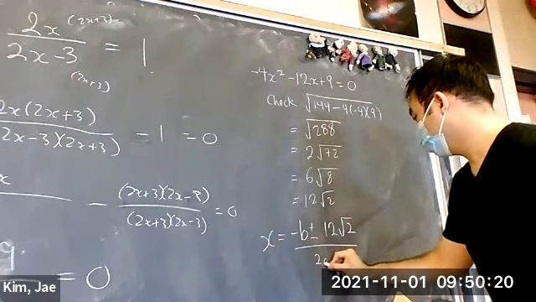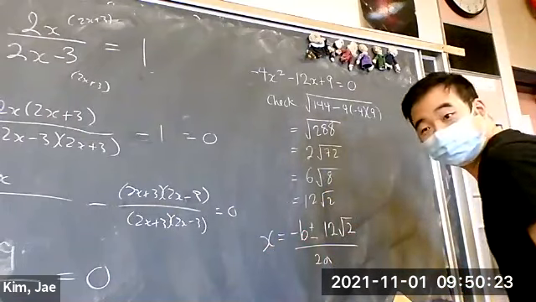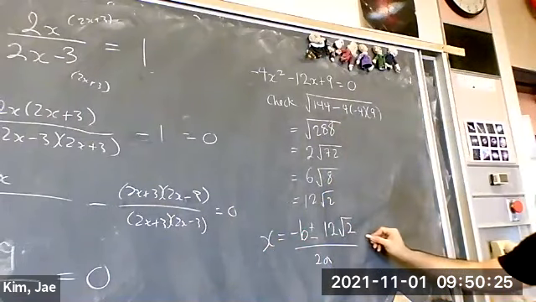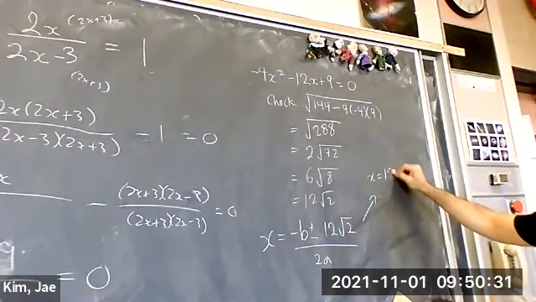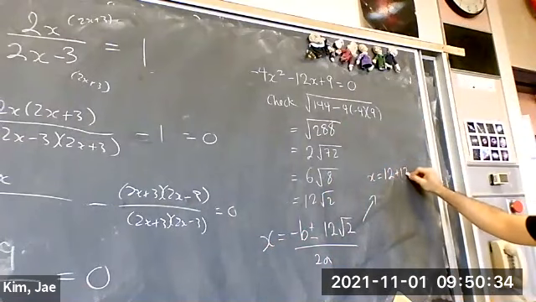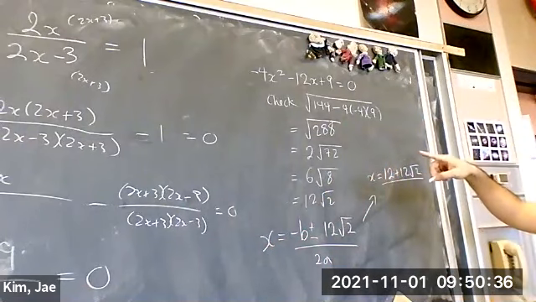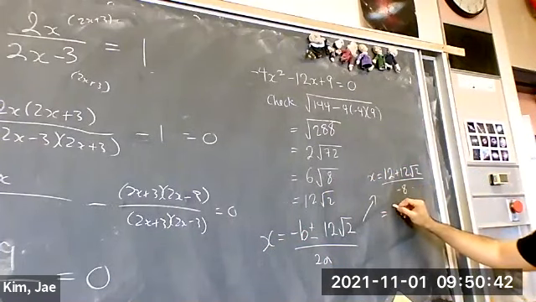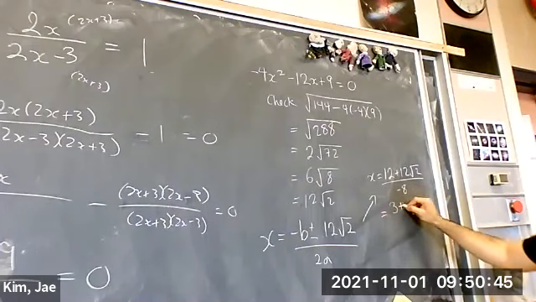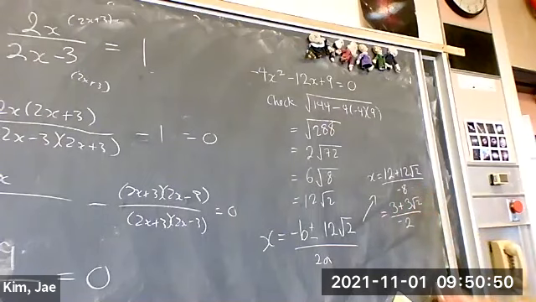this over 2a. So x is either going to be negative b, so 12 plus minus, so plus 12 root 2 over 2 times a, so negative a, which is going to be 3 plus 3 root 2 over negative 2, and just divided. Or x is going to be 3 minus 3 root 2 over negative 2.